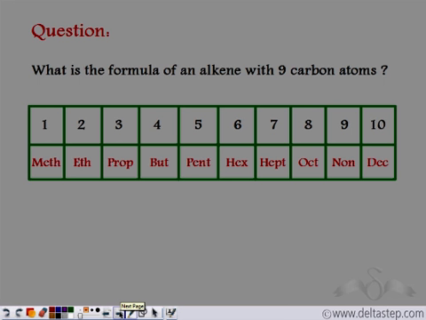What is the formula of an alkene with 9 carbon atoms? We know the general formula of the alkenes is CnH2n. So when there are 9 carbon atoms, if we substitute this n with 9, we get C9H18. So the formula of an alkene containing 9 carbon atoms is C9H18.